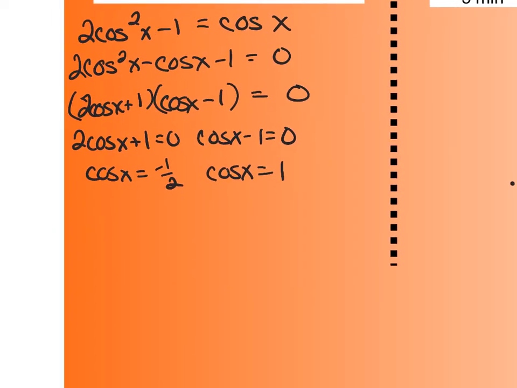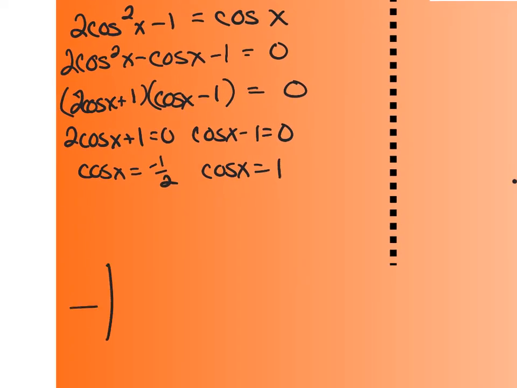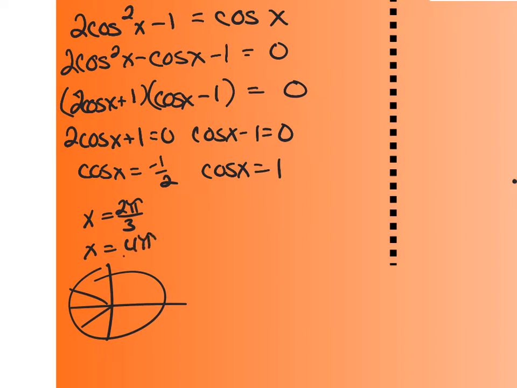So now we're in terms of the unit circle. Where is cosine x equal to -1/2? That would be here and here. It'd be half at pi over 3, so x is going to be at 2 pi over 3 and 4 pi over 3. And then where is cosine x equal to 1? The x value is equal to 1 at 0 and at 2 pi.